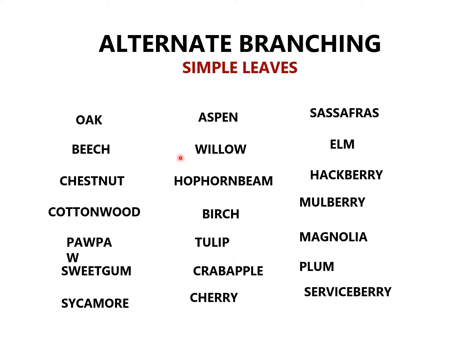You can pretty much narrow things down into these categories with just the characteristics that I gave you, which is why we're not going too much beyond that. But if it has alternate branching and simple leaves, it's going to be in one of these groups, which is the most common one.